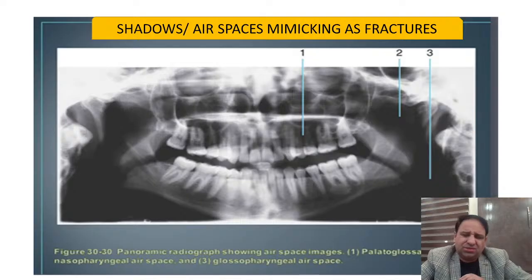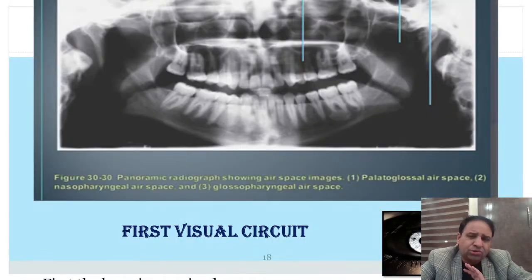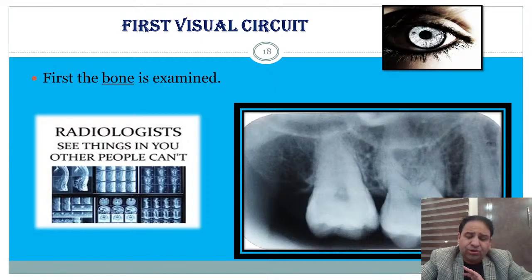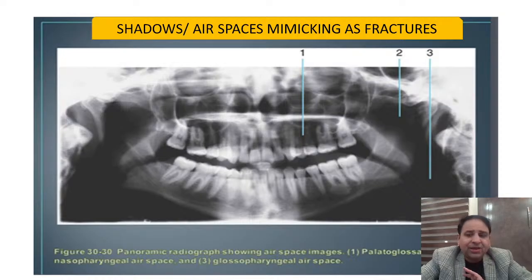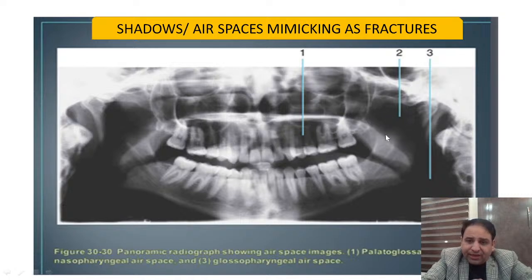So, shadows. You remember these shadows? I have shown you these radiographic shadows on OPG. Remember? We have palatoglossal air space, nasopharyngeal air space, and glossopharyngeal air space. I have shown all these things, students. If you see in this region, this is palatoglossal air space. Present here, this whole region you are seeing, this is nasopharyngeal air space.